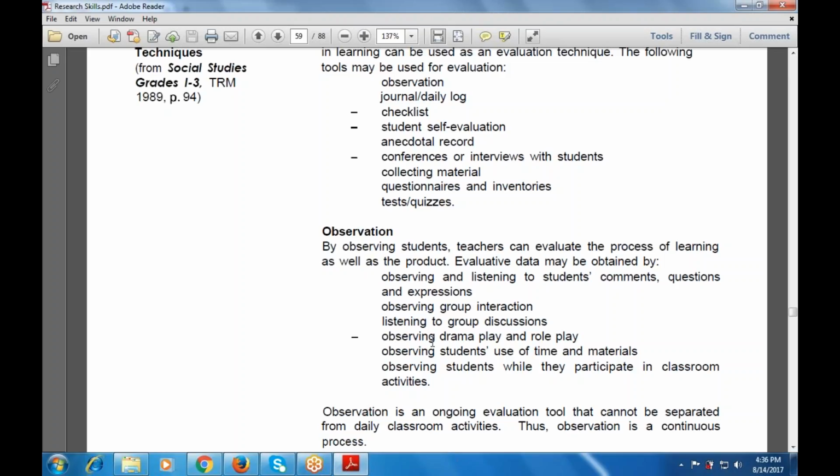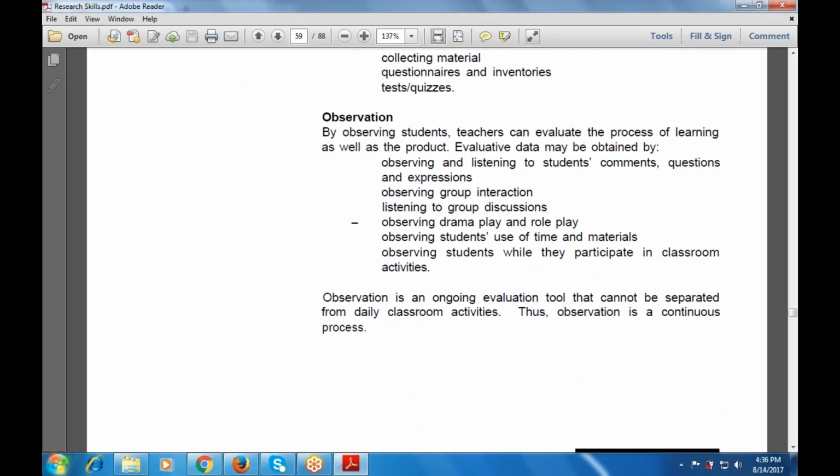And this is an ongoing evaluation tool that cannot be separated from the daily classroom activities. So it is known as a continuous process, that is an ongoing process that goes on till the end. Because analysis and observation is one of the parts that must be carried out at each and every phase. That cannot be stopped.